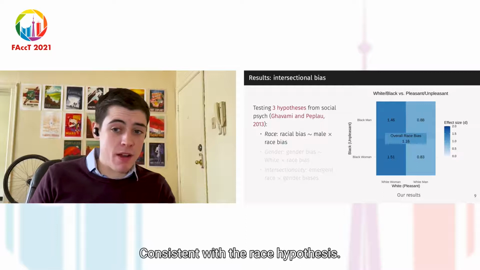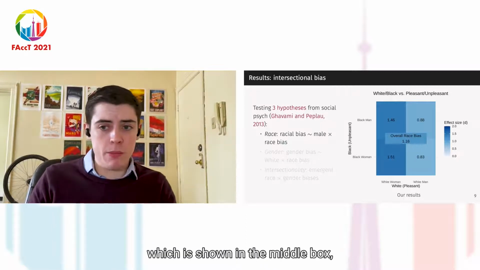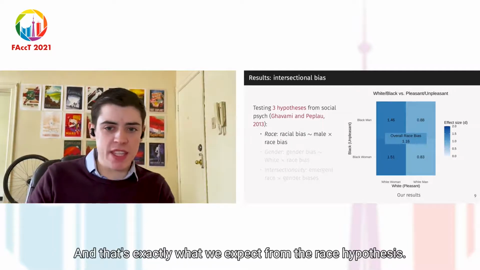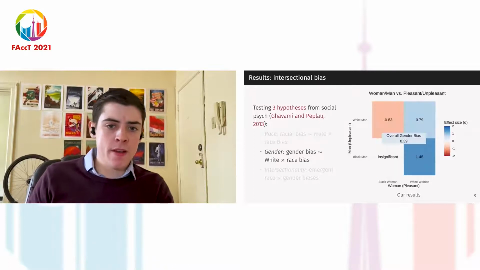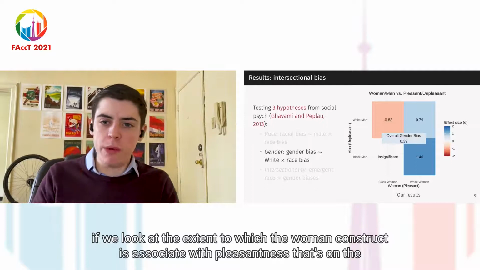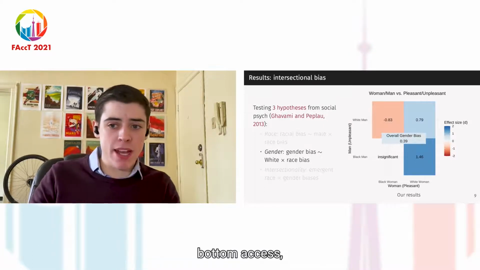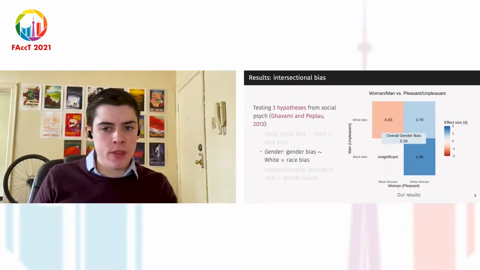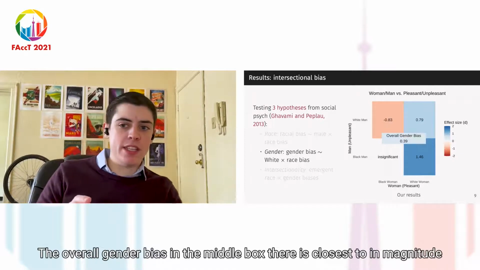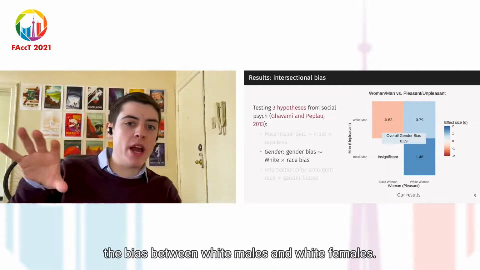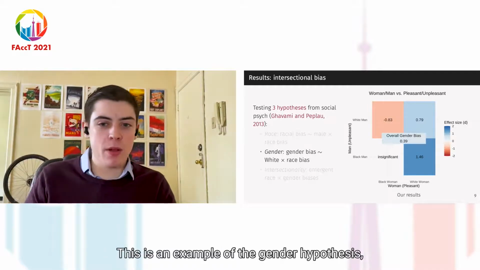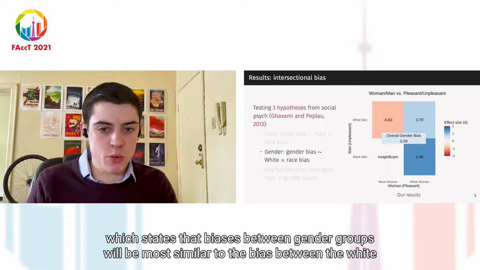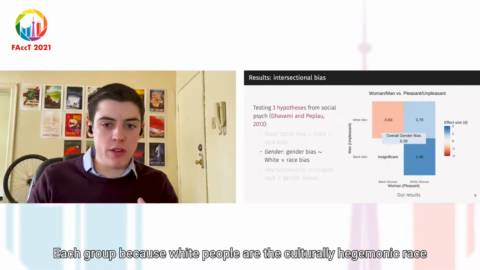And consistent with the race hypothesis, the overall racial bias, which is shown in the middle box, is most similar to the upper right-hand quadrant, which is the bias between white men and white women. And that's exactly what we'd expect from the race hypothesis. Likewise, if we look at the extent to which the woman construct is associated with pleasantness, that's on the bottom axis, and the man construct is associated with unpleasantness, that's on the left axis, we see something similar. The overall gender bias in the middle box there is closest to, in magnitude, the bias between white males and white females. And this is an example of the gender hypothesis, which states that biases between gender groups will be most similar to the bias between the white people in each group, because white people are the culturally hegemonic race.